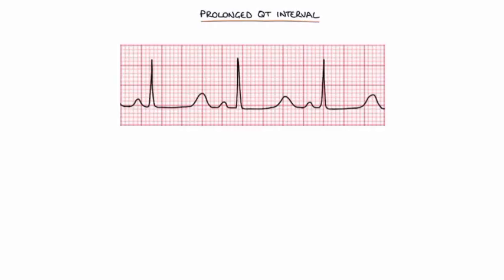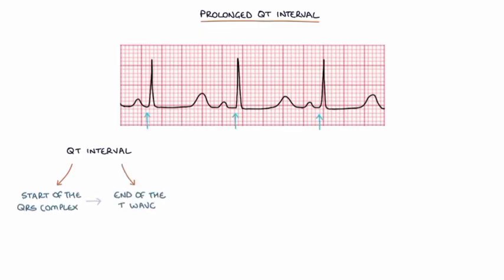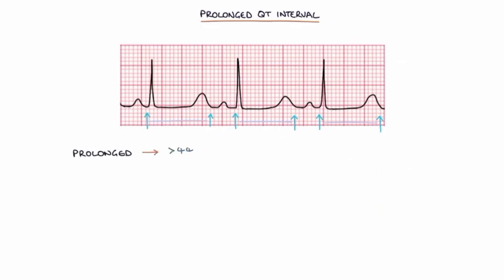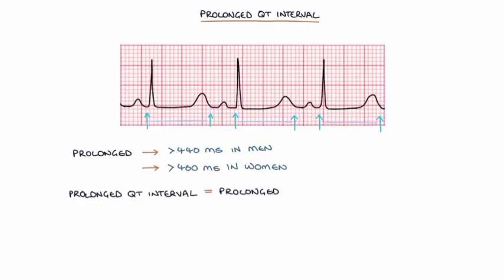Let's talk about prolonged QT interval. The QT interval is from the start of the QRS complex to the end of the T wave. The corrected QT interval, or QTc, estimates the QT interval if the heart rate were 60 beats per minute, and this is prolonged at more than 440 milliseconds in men or 460 milliseconds in women. A prolonged QT interval represents prolonged repolarization of the heart muscle cells, or myocytes, after a contraction.